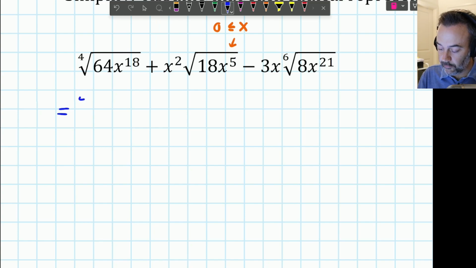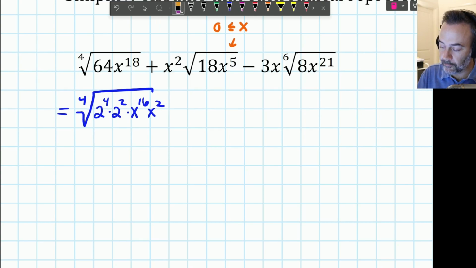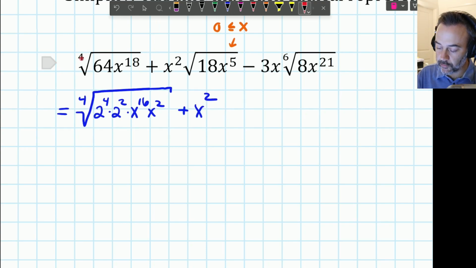I have 4th root of, now I want powers of 4. Well, 64 is 2 to the 6th power, so that's 2 to the 4th power times 2 squared. And then x to the 18th. I want a multiple of 4, so x to the 16th times x squared. And I'll lengthen that radical out a bit. Plus x squared.